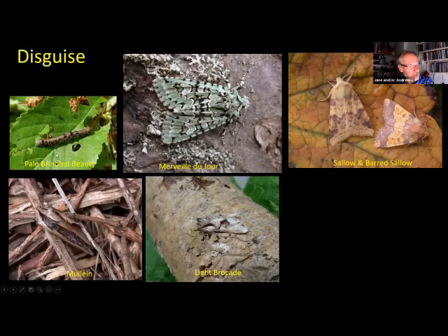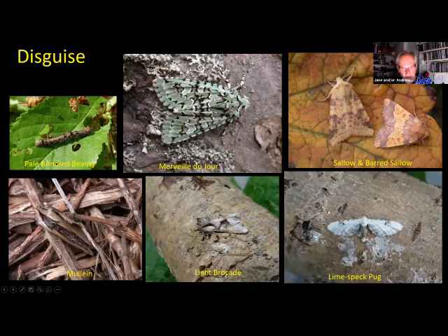Caterpillars also do it. This is a pale brindle beauty caterpillar. This is one of a big group of geometers whose moths look like broken twigs. And then the lime speck pug, one again of quite a number of moths which look like bird droppings or just general white markings on trees and so on.